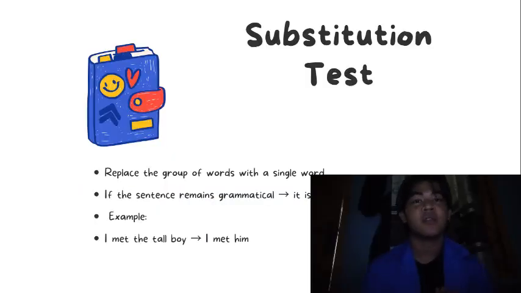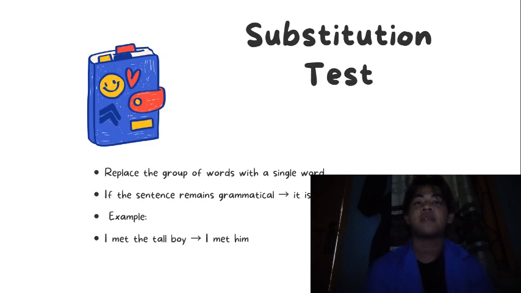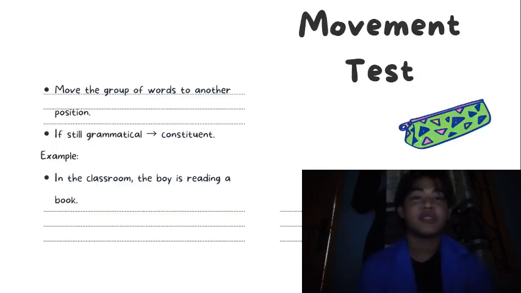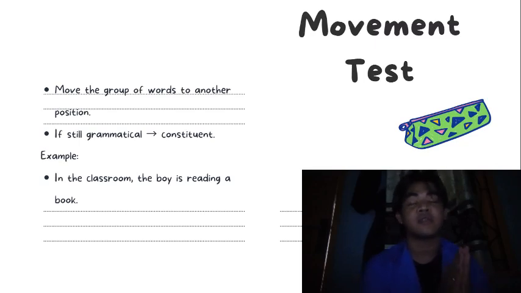The substitution test works by replacing a group of words with a pronoun or a shorter phrase. If the sentence still makes sense, then that group is a constituent. For example, the tall boy can be replaced with him, so it is a constituent. The movement test checks if a group of words can be moved together to a different position in the sentence. If the sentence is still grammatical, then it is a constituent. For example, in a classroom can be moved to the front.